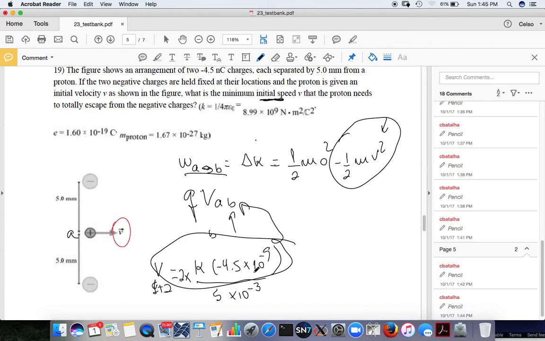So a proton has a positive charge, so this product is going to be negative, and the negative cancels out.